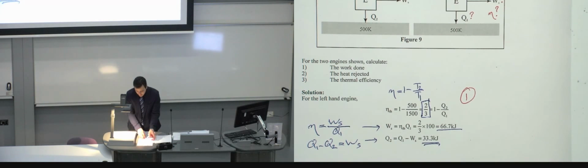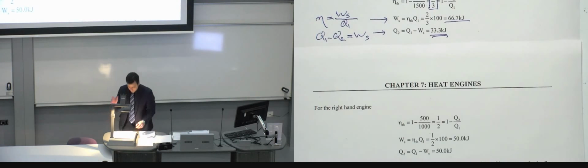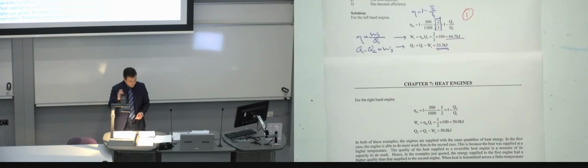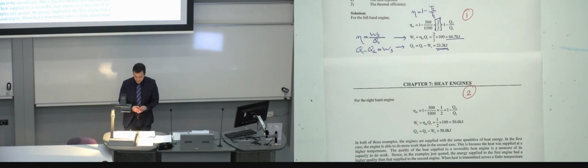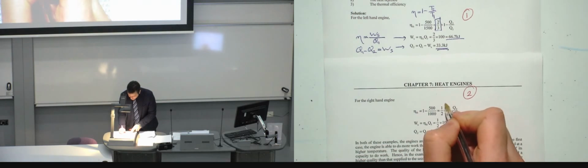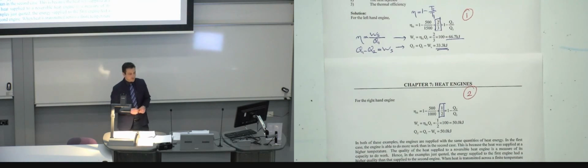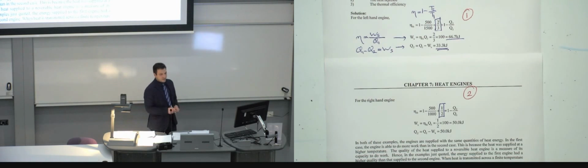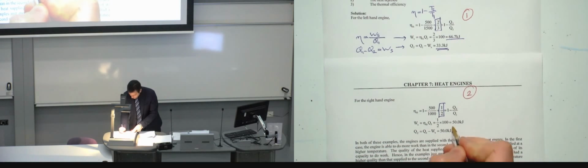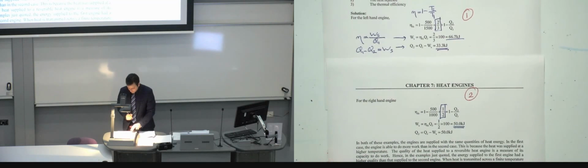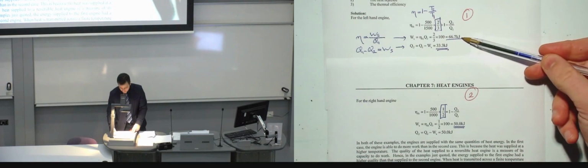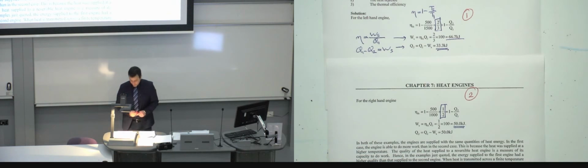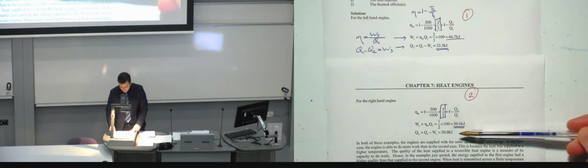Now, if I do the same thing for the second case, let me zoom out a bit so you can see both. This is the second case now. We do exactly the same thing. What you realize is that now the efficiency is less, actually around 50%, as opposed to 67%, which was in the first case. The amount of work which you get is actually less. This was 66.7, this is now 50. And the heat rejected is more.